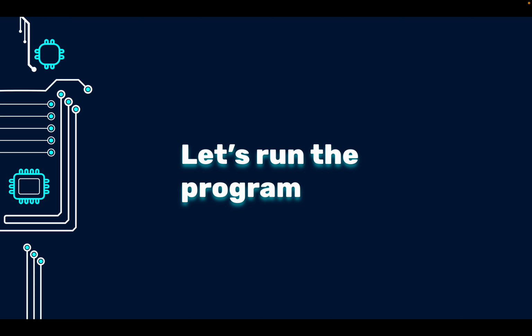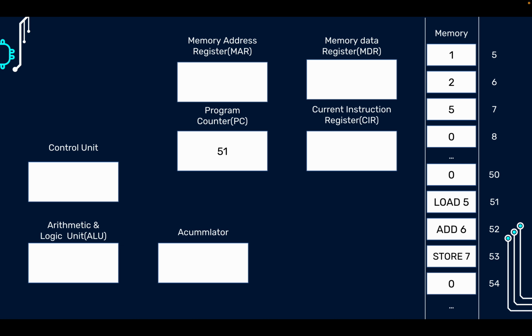Let's run our program to see how it works. First, we already talked about the program counter, which stores the address of the next instruction we need to execute, which is 55. So we need to get the 55 and put it into the memory address register, because the memory address is equal to 51. So you need to put it into this register, and after that we can fetch the data from the memory, which is load 5, which is at memory address 51.